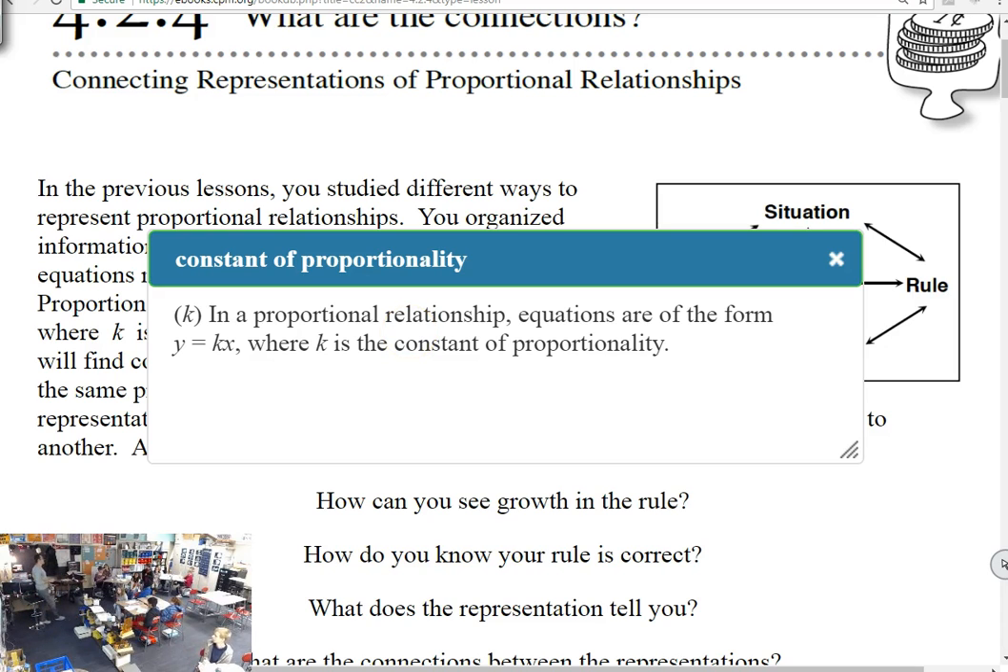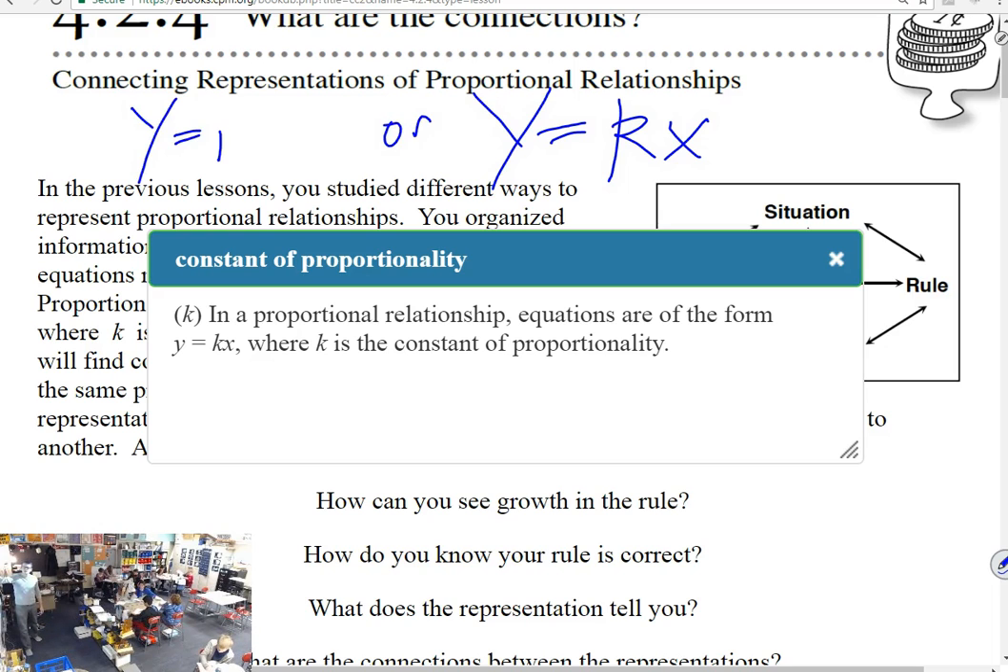The constant of proportionality. Everybody in your notes or toolkit, whatever you're writing in right now, write the equation y equals kx. And very close to it, write also the equation y equals mx.